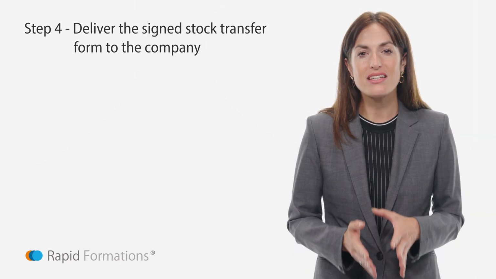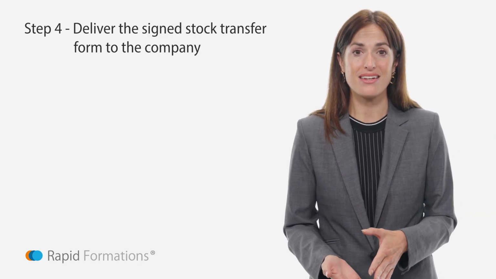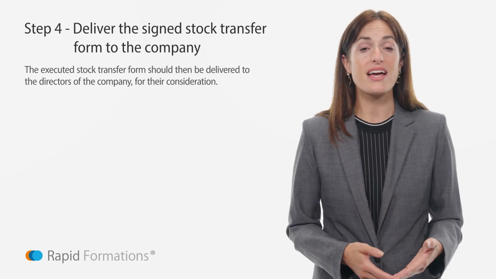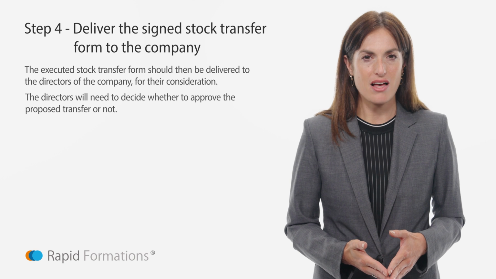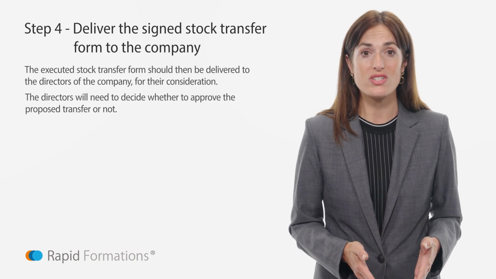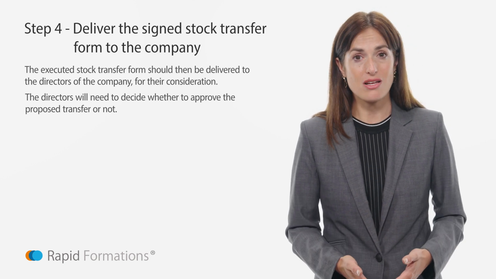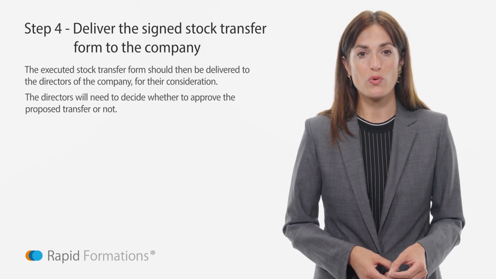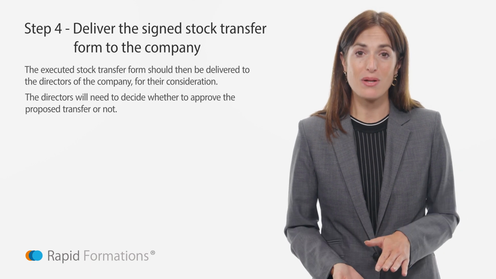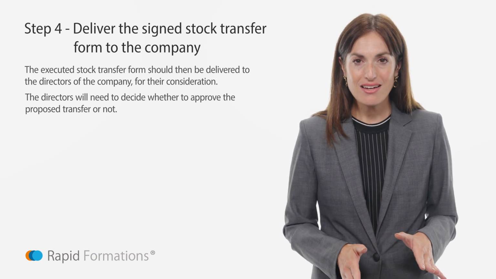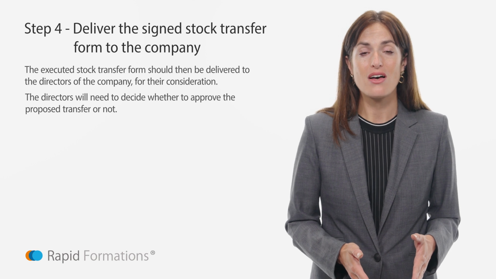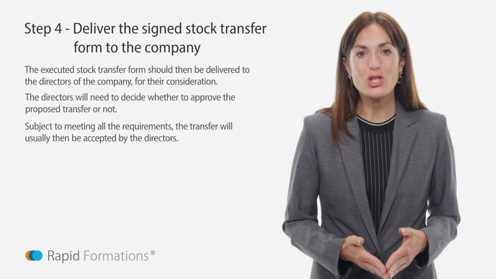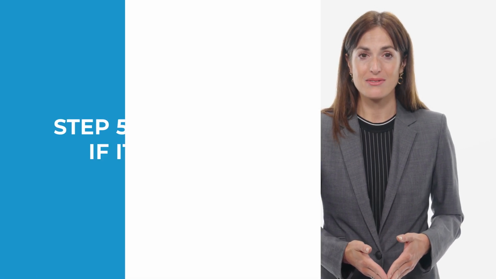The next step is to deliver the signed stock transfer form to the company. The executed stock transfer form should then be delivered to the directors of the company for their consideration. The directors will need to decide whether to approve the proposed transfer or not. This might include ensuring certain procedures are followed. For example, if there are preemption rights in place, the directors would need to arrange for the procedure to be followed or otherwise disapplied. They will also need to ensure that any other restrictions affecting company transfers are either followed or dealt with. Subject to meeting all the requirements, the transfer will usually then be accepted by the directors.